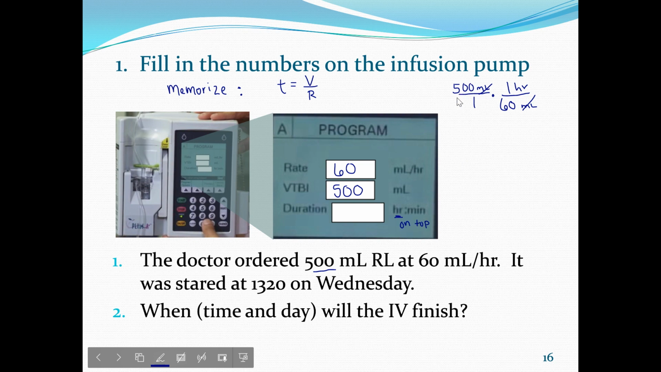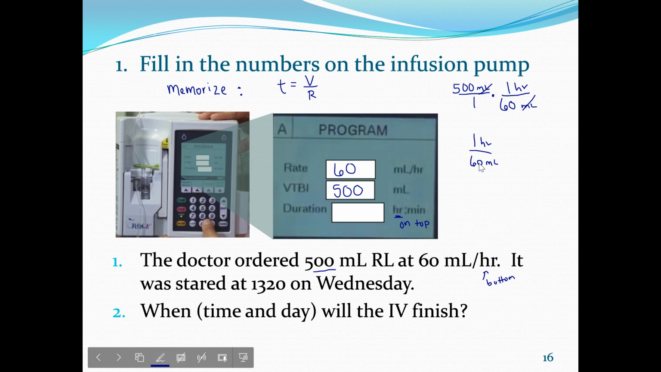So I started with my 500 milliliters as what I was given, but if I want to start with the 60 milliliters per hour, then I see that right now hours is on the bottom. And so that's not going to allow me to solve for time. So if I want to solve it for time, I'm going to have to say, well, 1 hour infuses 60 milliliters. That's what happens. They are equivalent.